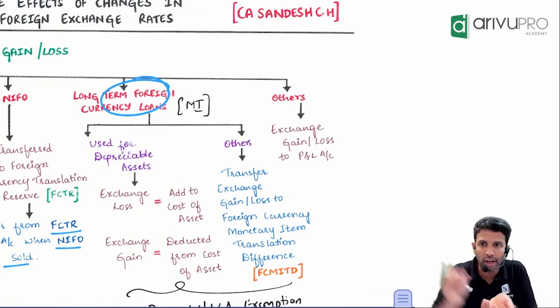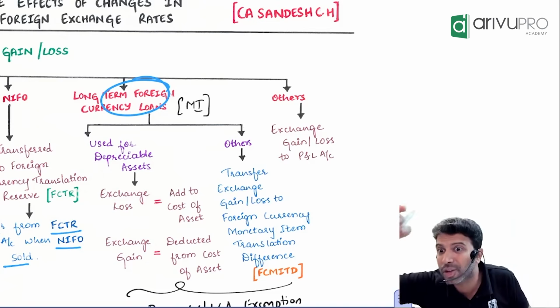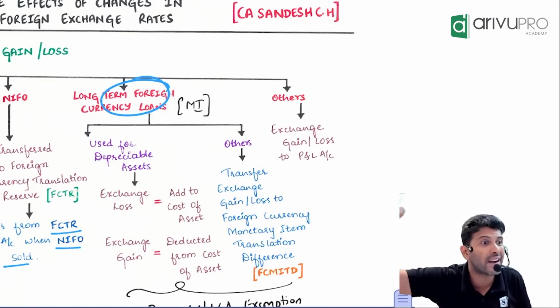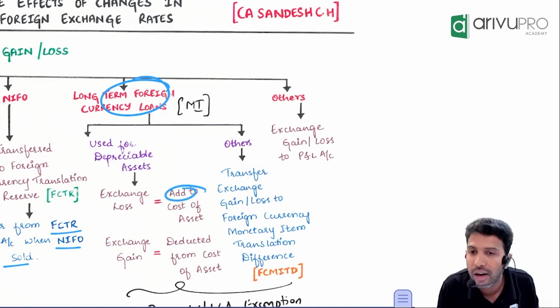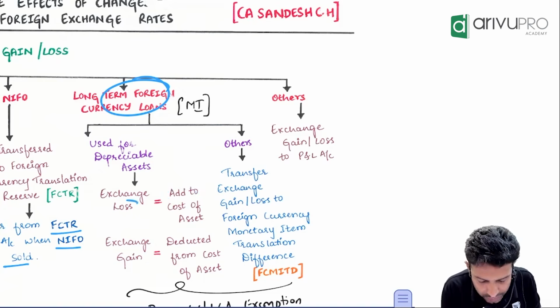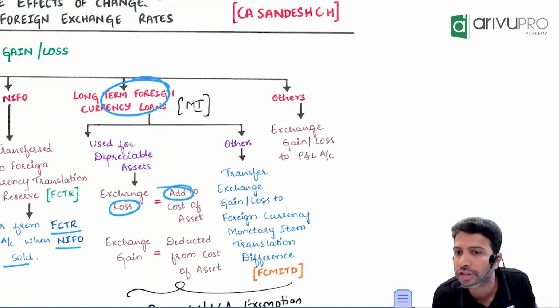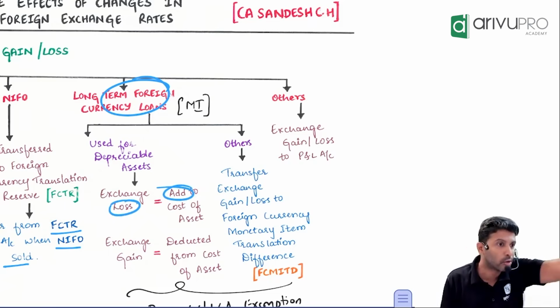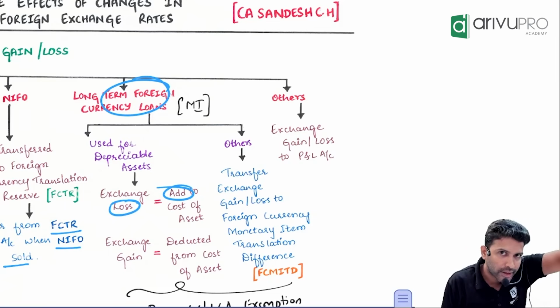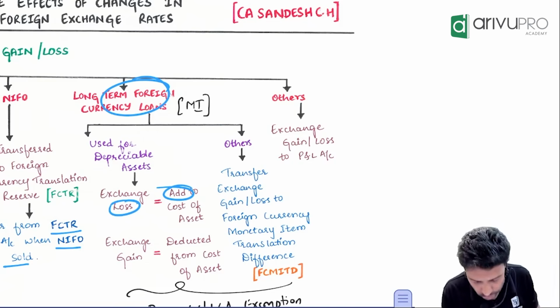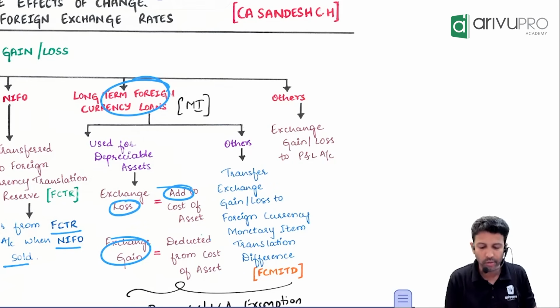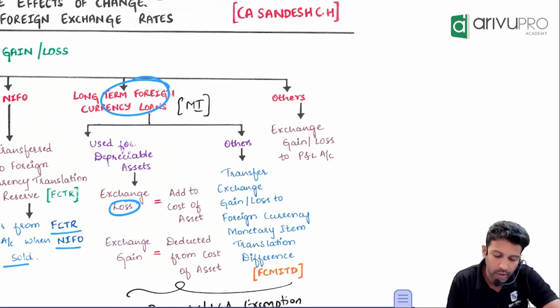Because exchange loss means you will debit. Instead of debiting P&L, you will debit the asset. When you debit an asset, the asset balance will increase. That's the reason we say if it's an exchange loss, you can add it to the cost of the asset. Gain means you will credit. Instead of crediting P&L, you will credit what? The asset. The asset has a debit balance, so when you credit, its balance will reduce. Hence, exchange gain leads to a reduction in the value of the asset.